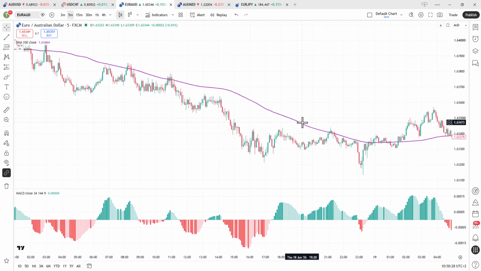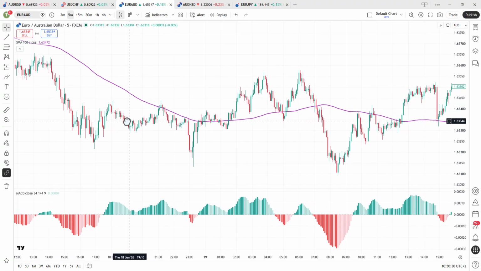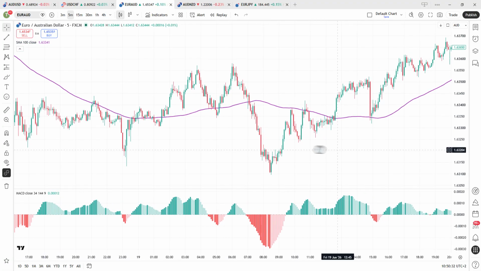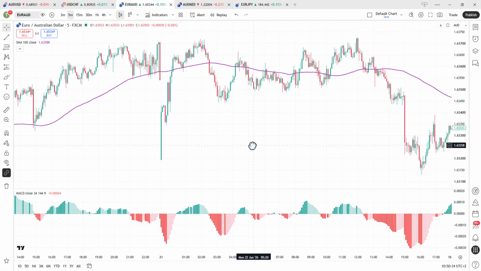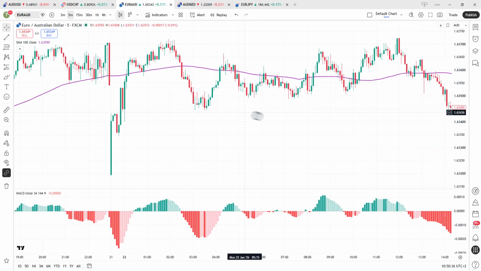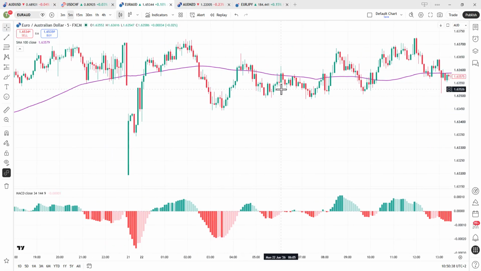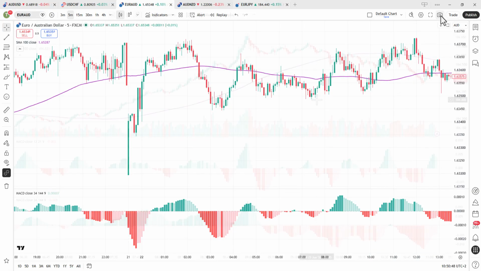But when you have a sideways moving market, okay, like here, what will happen? Like all trend following indicators, they fail if it's a sideways moving market, a consolidation. Then you have a lot of false signals. So the best strategy then is to wait it out.